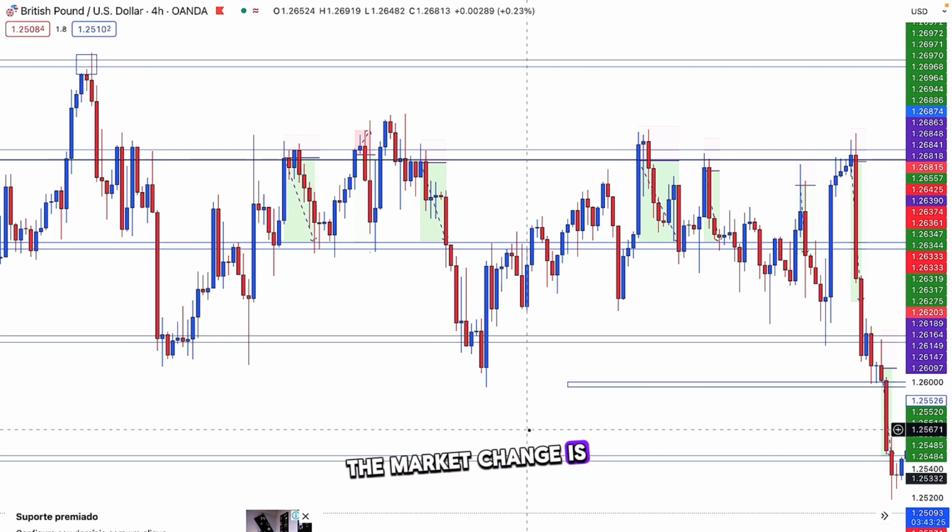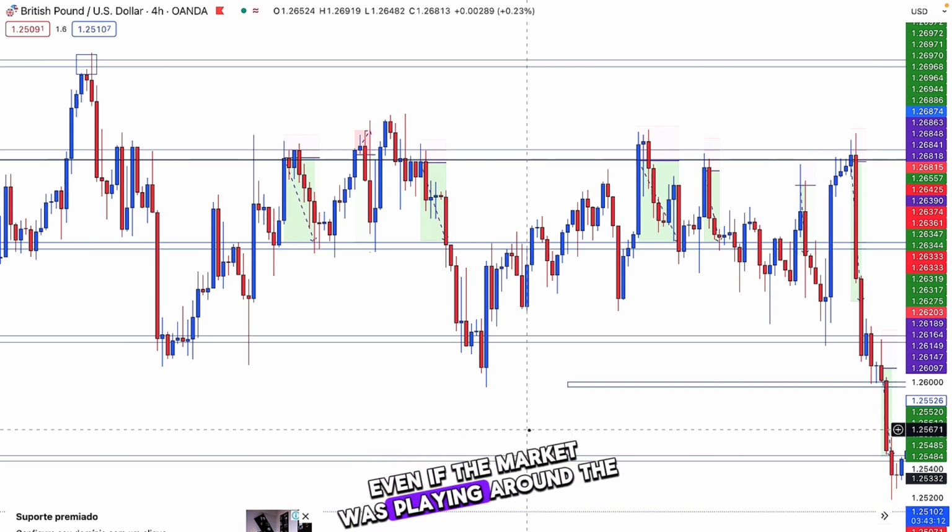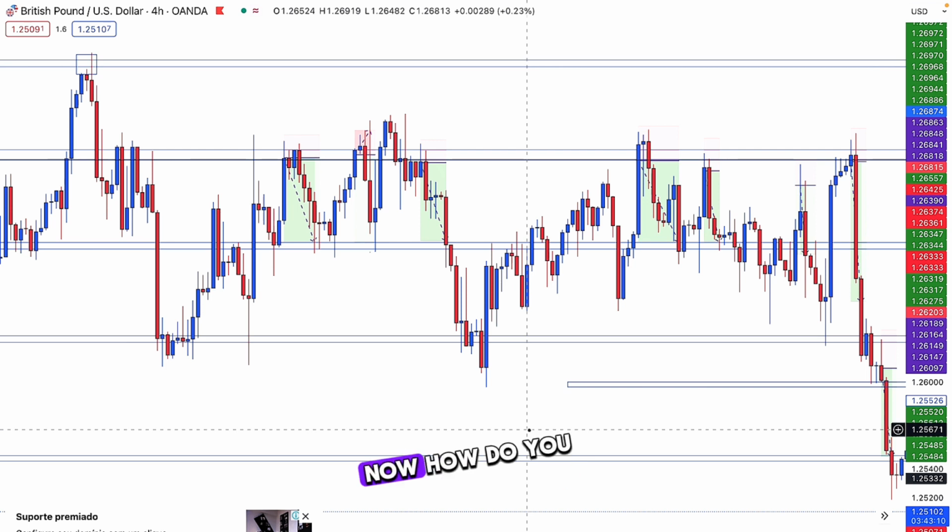The market changed its trend on me. Now I want to show you, if you look at my screen, I have the majority of good trade profits. That is what I want to show you: how I place those stop losses rightly, even if the market was playing around the stop loss zone.